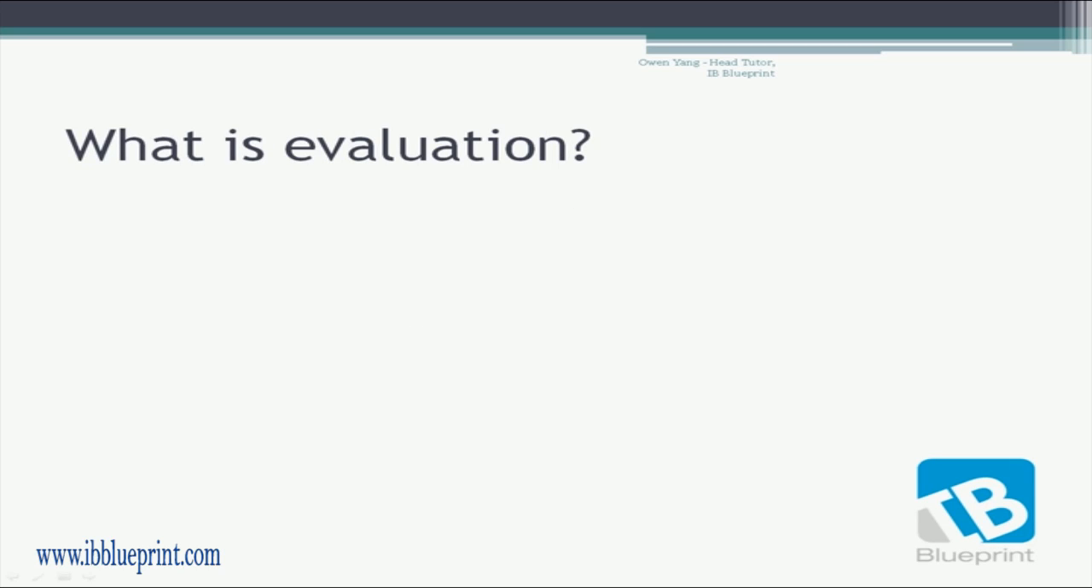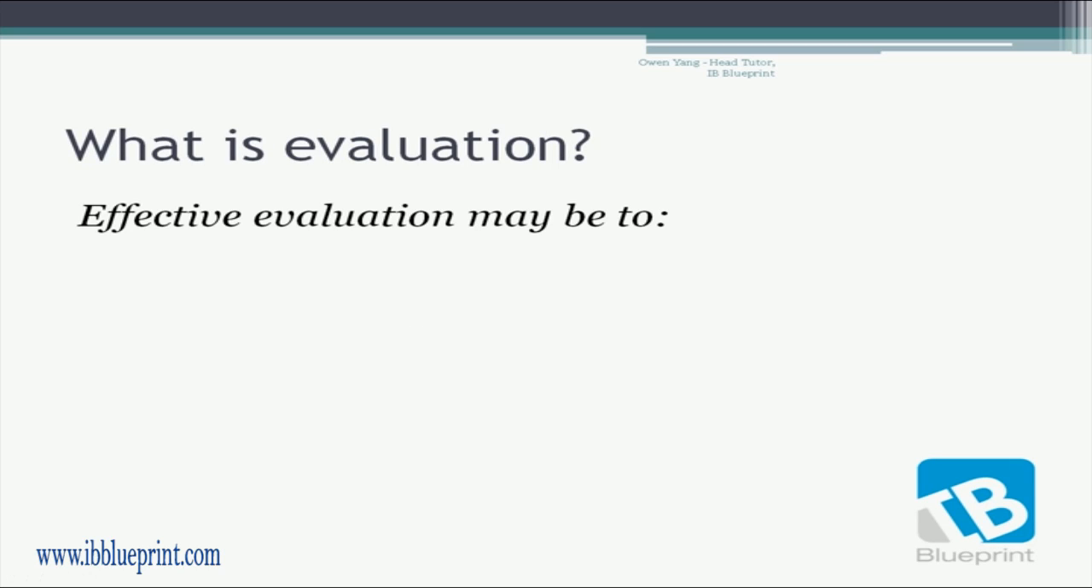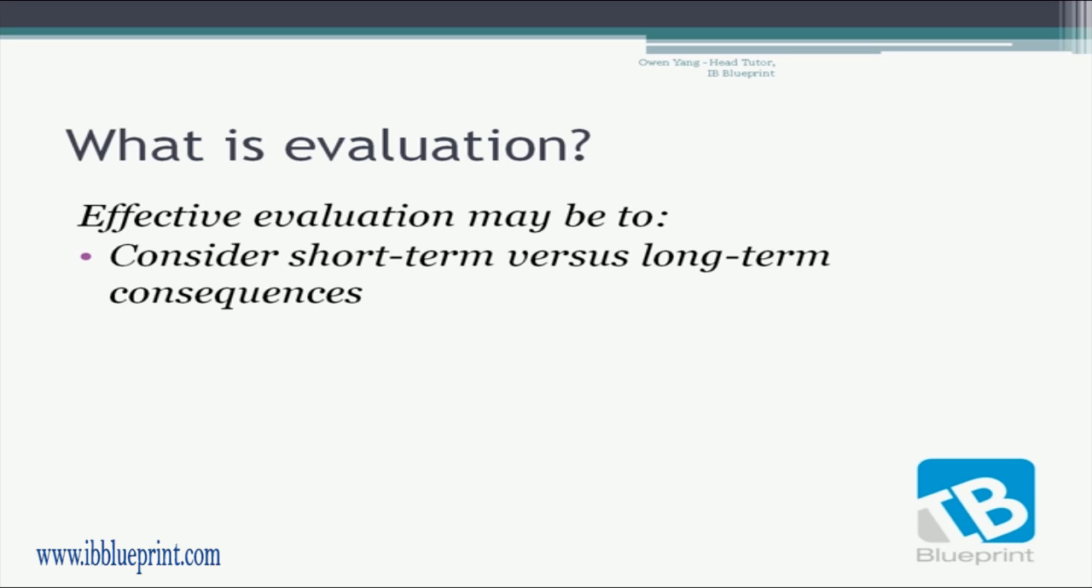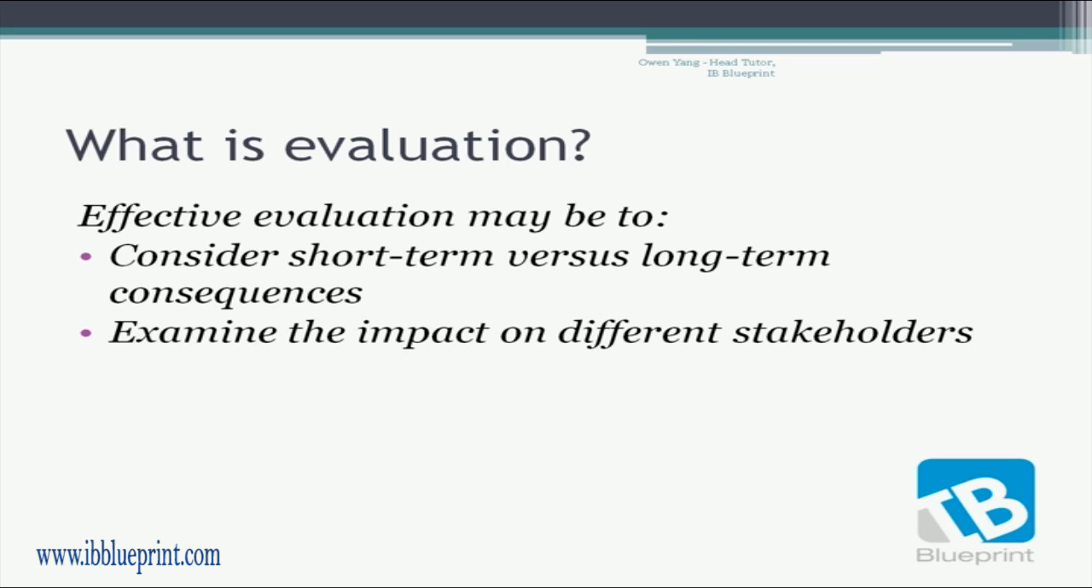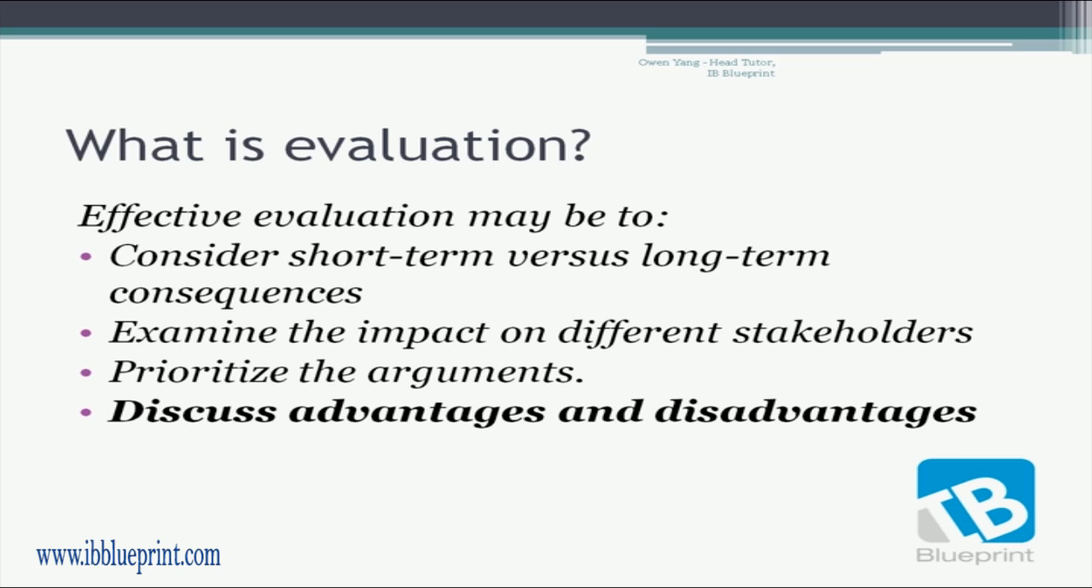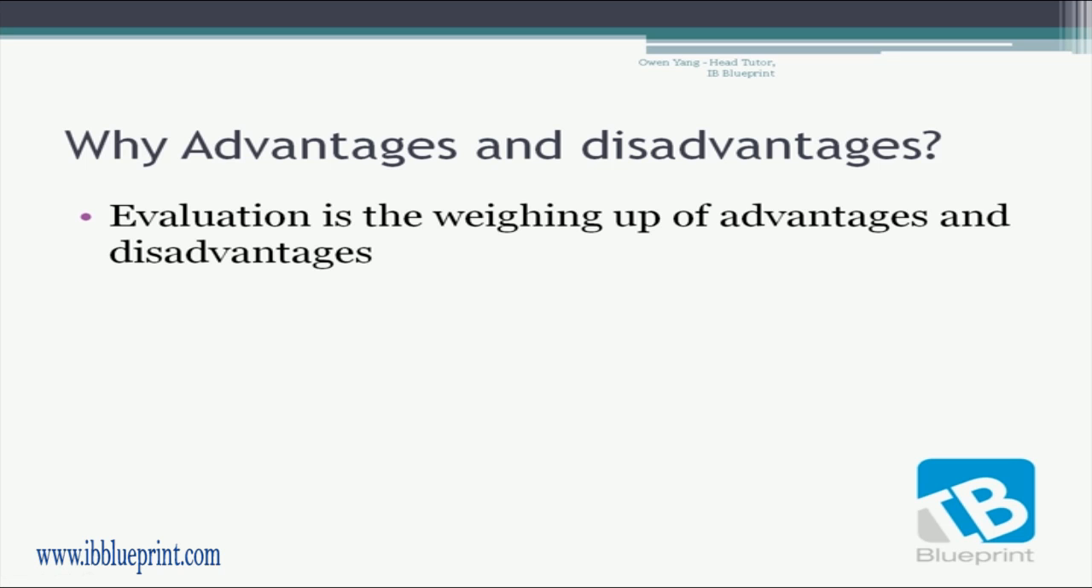But first of all, let's go through what is evaluation. In most IB mark schemes, effective evaluation may be to consider short-term versus long-term consequences, examine the impact on different stakeholders, prioritize the arguments, or discuss advantages and disadvantages. At IB Blueprint, we recommend discussing advantages and disadvantages as your main approach. Why though? Evaluation can be seen as the weighing up of advantages and disadvantages.